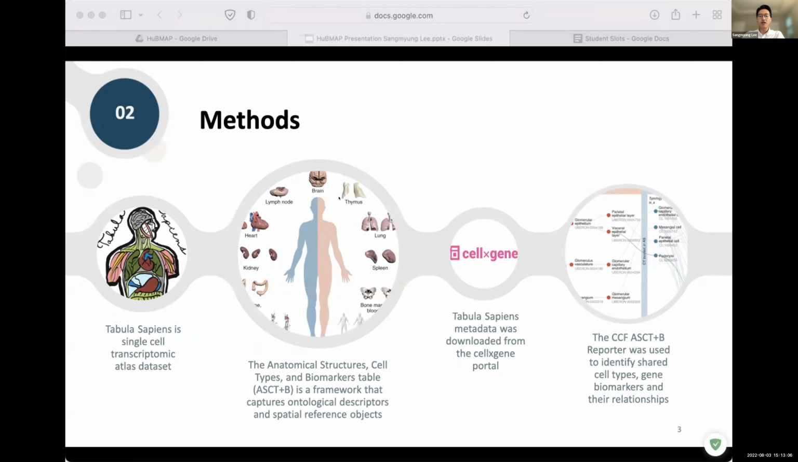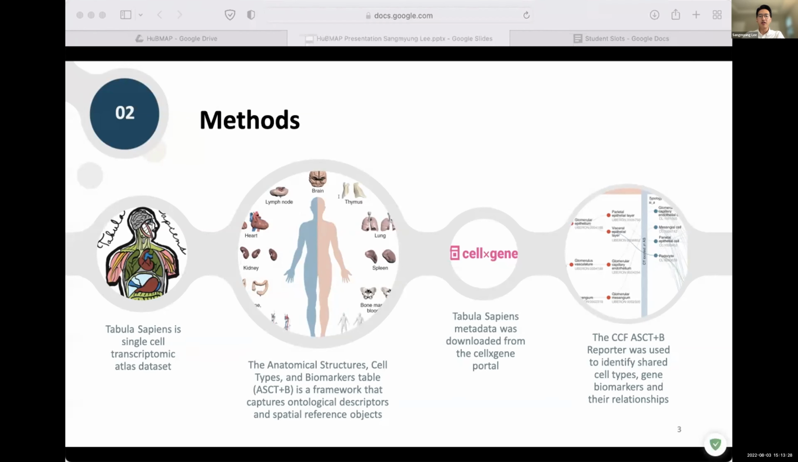First, we mapped the anatomical structure names of the 45 tissue blocks to the 24 organs covered in the Tabula Sapiens. Next, the 24 Tabula Sapiens organs were compared to the existing 26 ASCT plus B master table to identify the set of organs for which the ASCT plus B table and the Tabula Sapiens data exist.